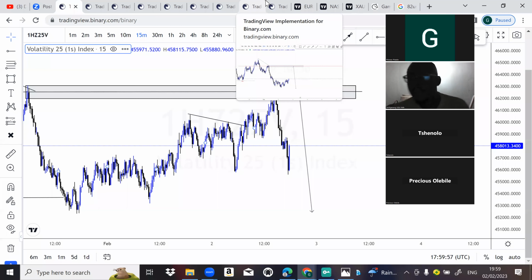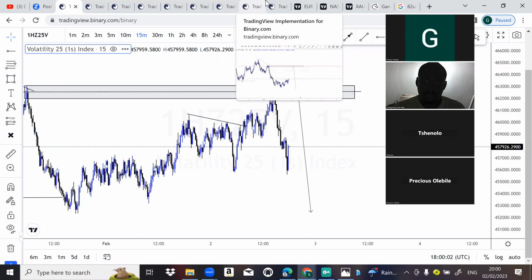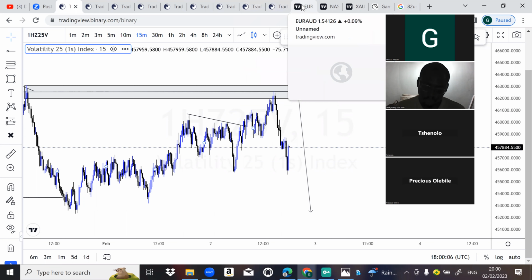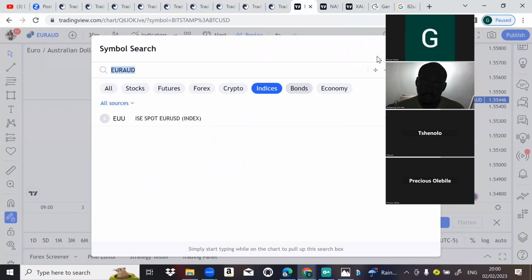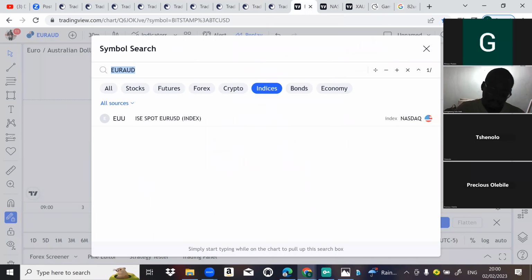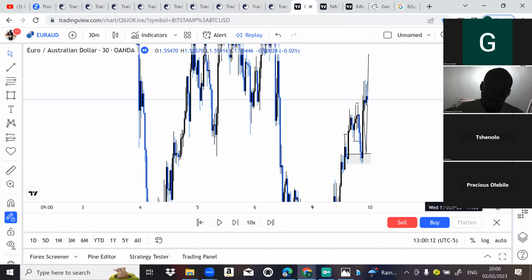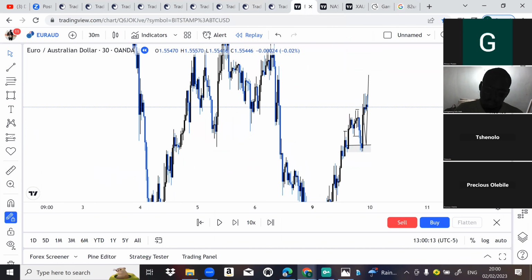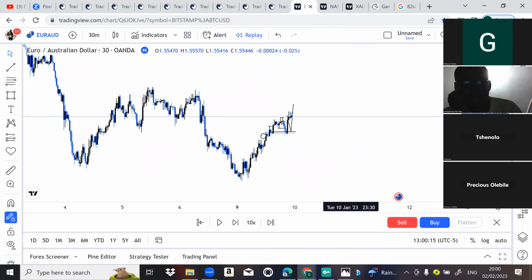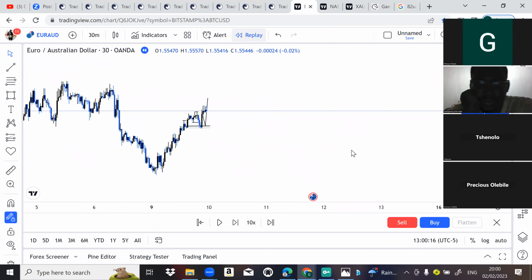my lesson here was to teach you about breaker blocks. Breaker block is very simple. So breaker block is a failed order block.